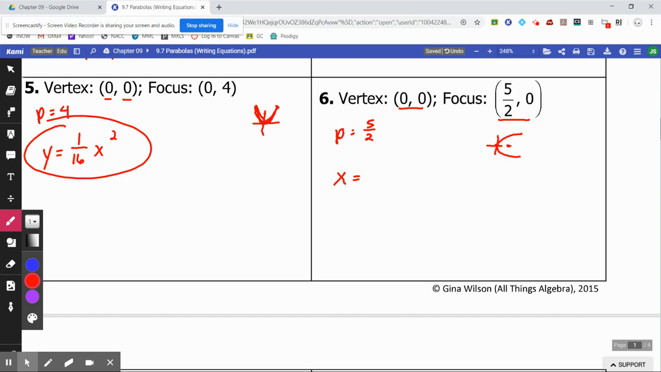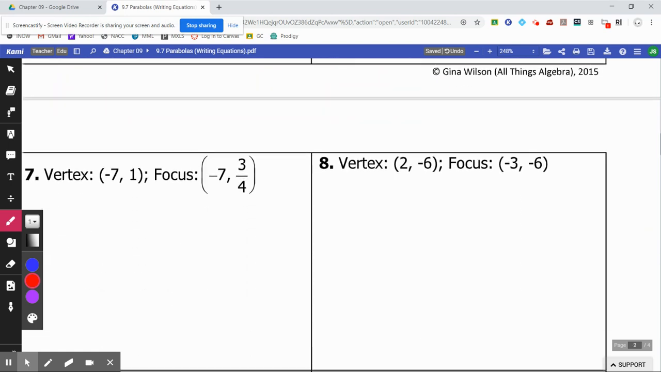So therefore, we have x equals 1 over 4 times p. 4 times 5/2 would be 20 over 2, which would be 10. So therefore, there's my 4 times p would be 10. Since it opens to the right, my 1 over 4p again would be positive. Now we have our y stuff. And normally it'd be y stuff in parentheses squared. However, since this has not been translated any, we can just put 1/10 y squared. Number 7.